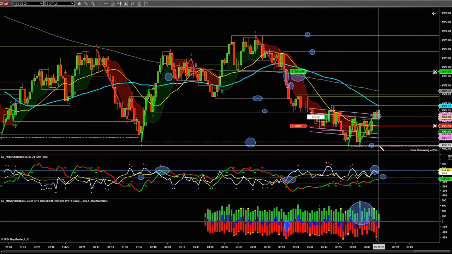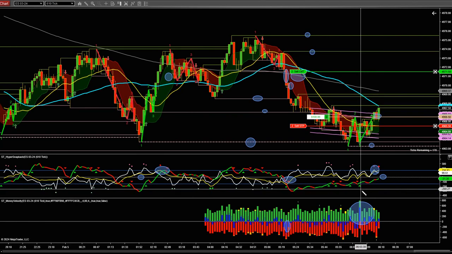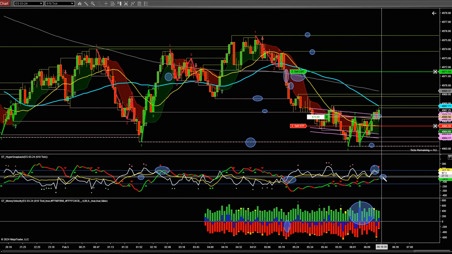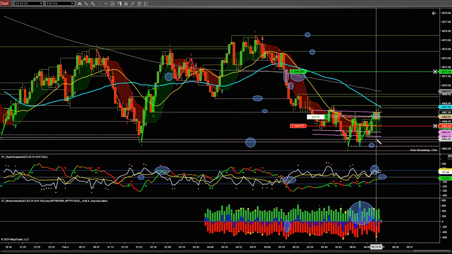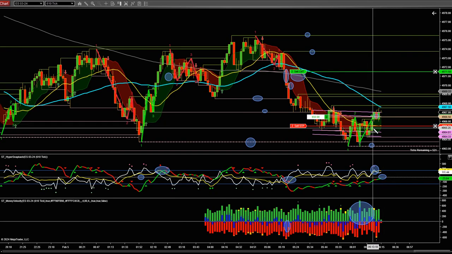I had a lower time frame below the 610, which indicated that the hyper snapback line was above the zero line, which was a 333 tick. I used multiple time frames. You can see that the LRC kind of just started to turn up slowly.